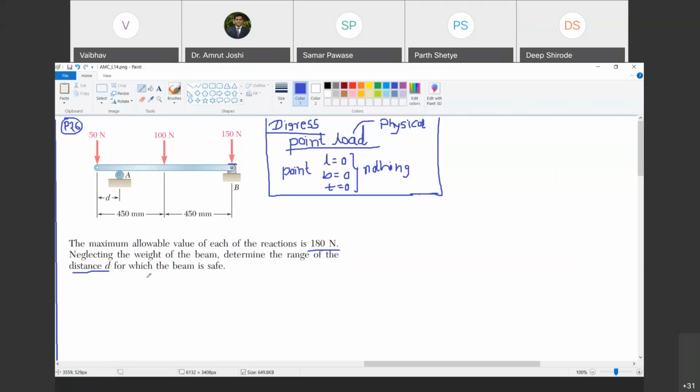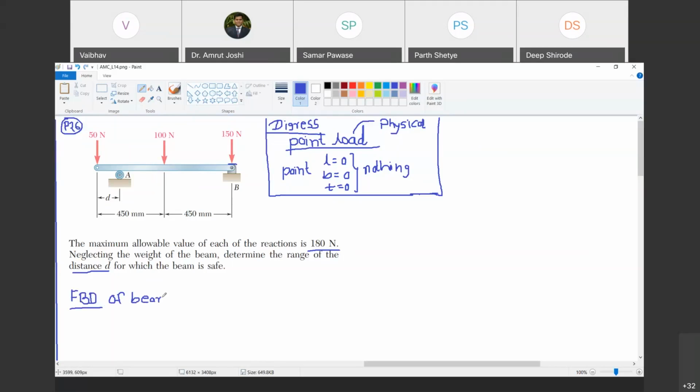Yes, sir. So for this, first we will have to calculate the reactions, right? We will have to. Yes, sir. So the first thing that we are going to do is we are going to draw the free body diagram of the beam. Free body diagram of what? Of the beam. Why? Because the reactions are offered on the beam. So we need to draw the free body diagram of the beam. Are you with me? Yes, sir.